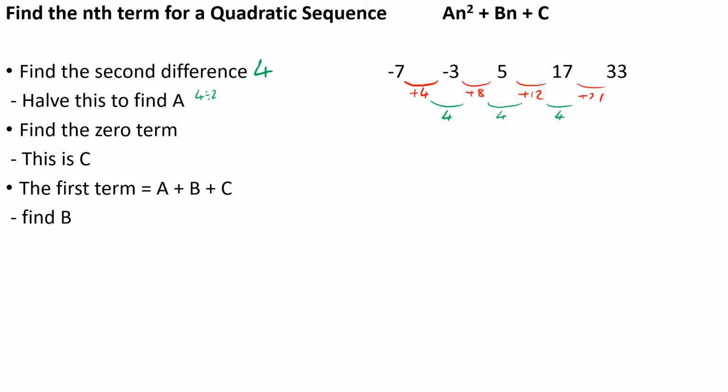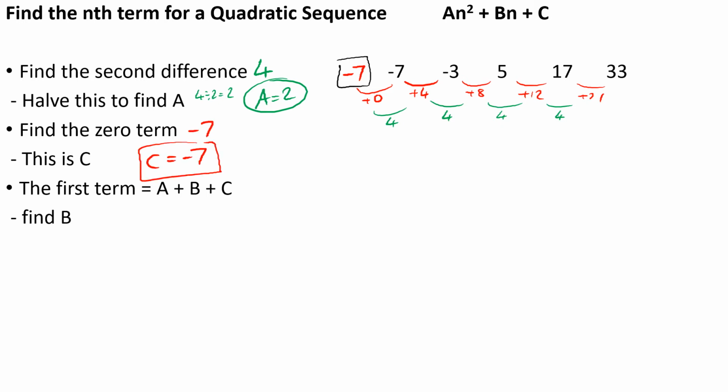4 divided by 2 is 2. So a equals 2. Find the 0 term. So if we go back one to our 0 term, the second difference would still be 4. The first difference would then be plus 0, so that would be minus 7. So our 0 term is c, so it's minus 7.